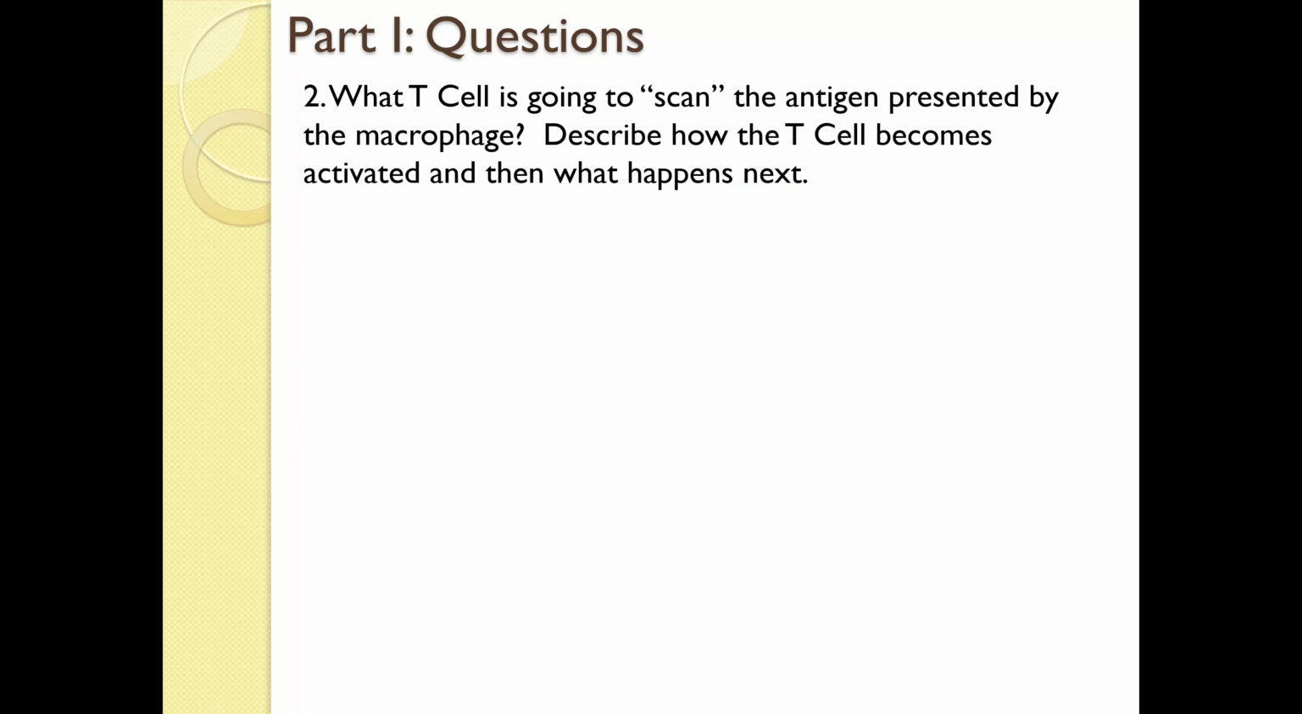Number 2, what T cell is going to scan the antigen presented by the macrophage? Describe how the T cell becomes activated and then what happens next. So MHC class II receptors are scanned by CD4 T cells. So remember, 2 and 4 go together.